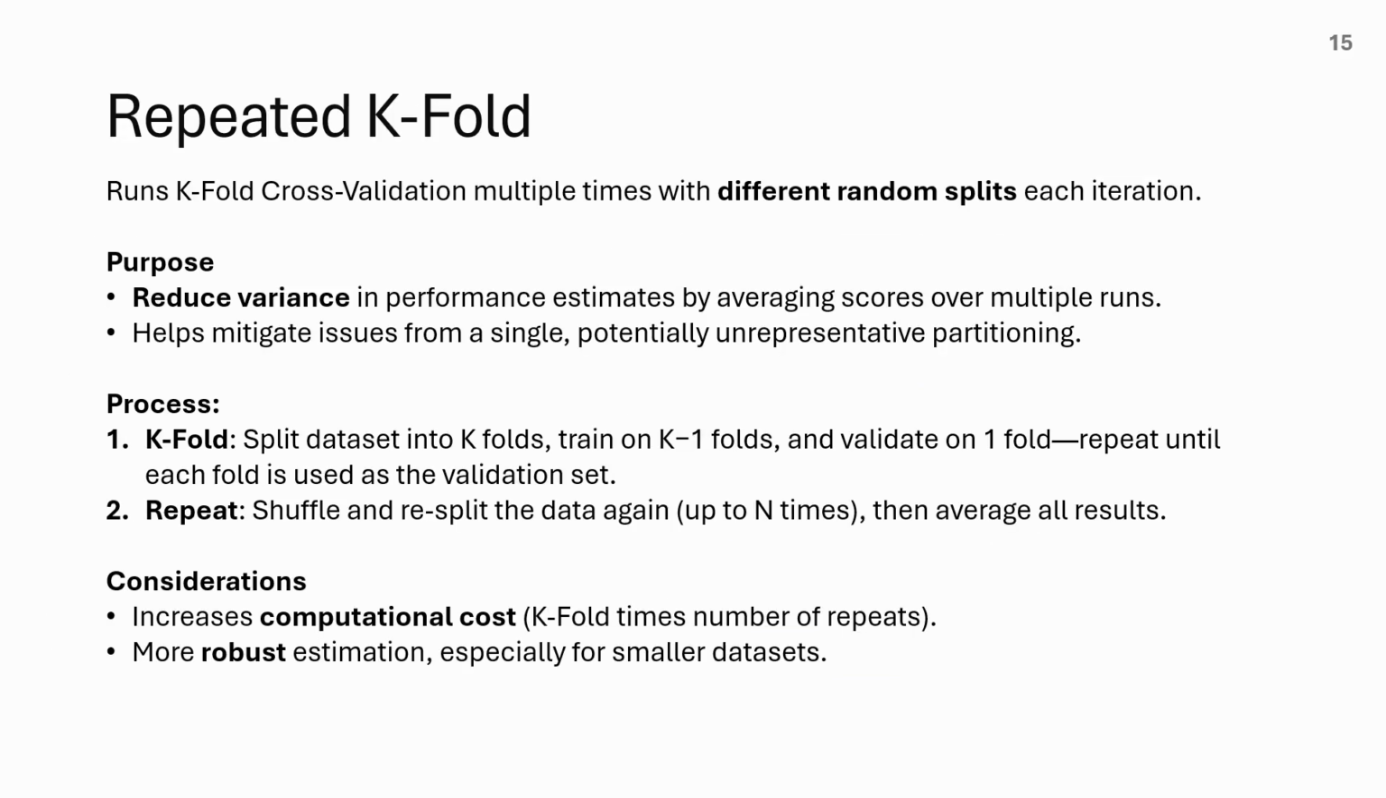And let us move on. Repeated K-fold takes regular K-fold and runs it several times with different random shuffles. For instance, you might do a 5-fold cross-validation, repeat it 10 times, and average all 50 performance scores. This repetition helps smooth out any oddities from a single partitioning of the data, giving you a more stable estimate. However, be mindful of the added computational burden. You are effectively doing multiple rounds of training for each repeat.